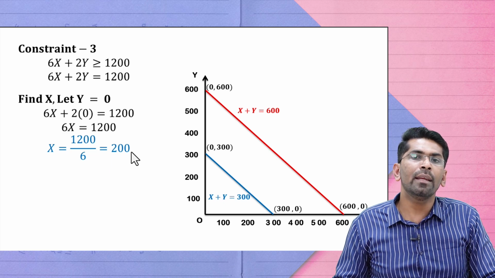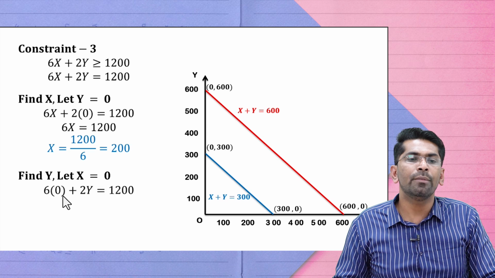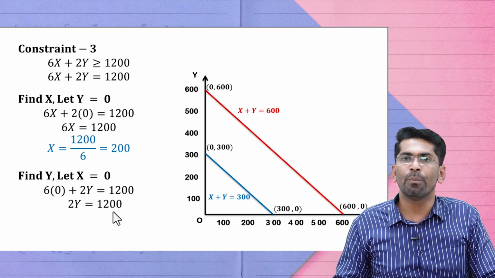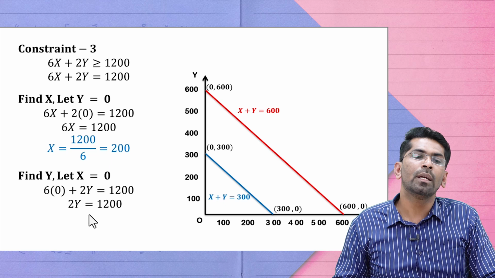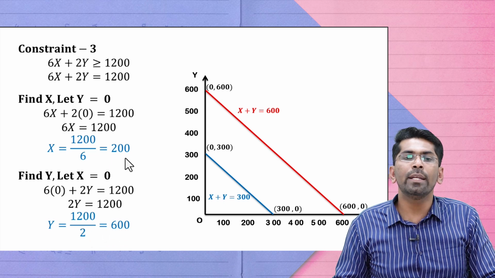Similarly, by considering x is equal to 0, what is the value of y? When x is equal to 0, the value of y will become 6 into 0 plus 2 into y. So this term, 6 into 0, will become 0. Then 2y is equal to 1200. By dividing both sides of the equation by 2, y is equal to 1200 divided by 2, which is equal to 600. So our coordinate points from constraint number 3 are: when y is equal to 0, x is equal to 200, and when x is equal to 0, the value of y is equal to 600.